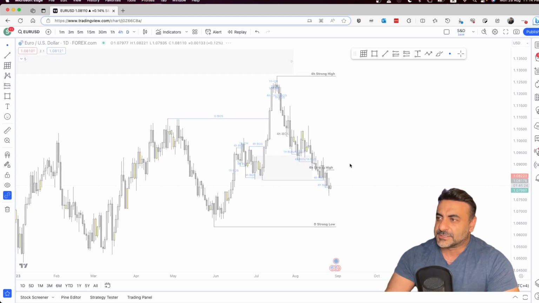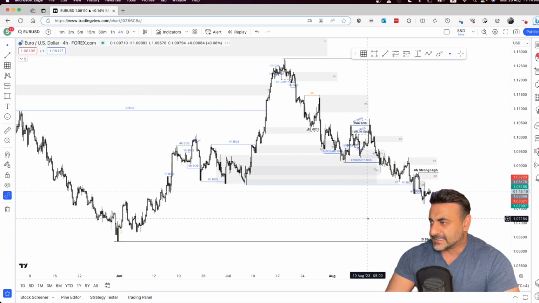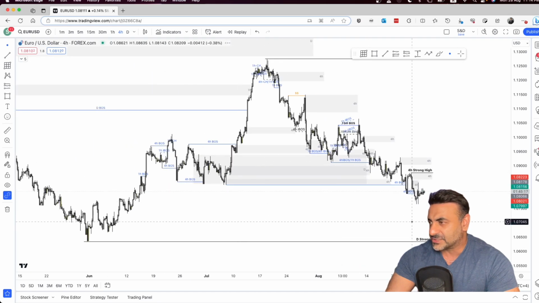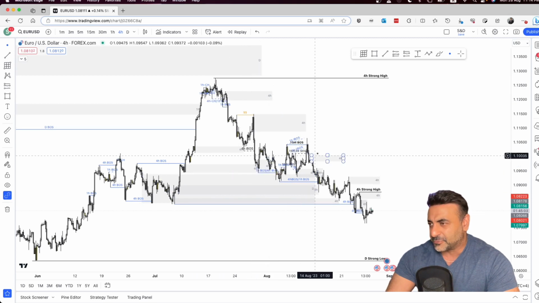Let's go to 4H. What do we have here? And like I said, on the 4H, the original BOS that we had was here. This blue line that you all see here, that's the 4H BOS, which makes the 4H swing high over here. And that is a very expansive swing range, right? So there's a lot of corrective price action moving downwards, trickling down. And this is where we are today.